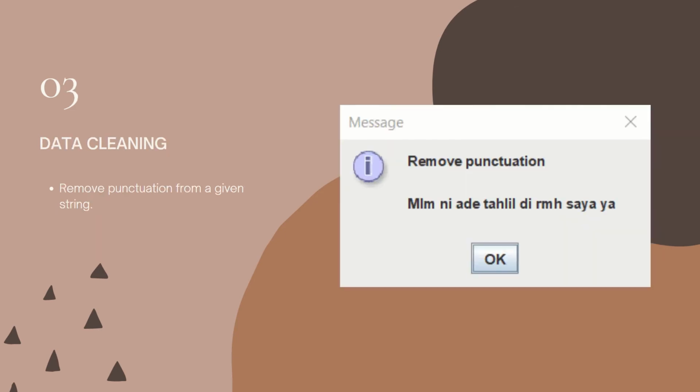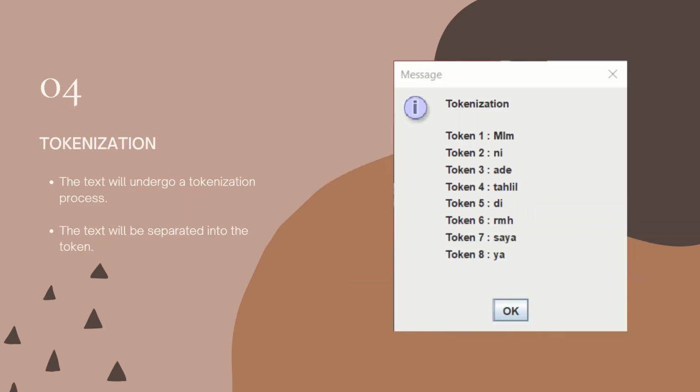Then, data cleaning. The data cleaning process removes punctuation from a given string. So this is an example after data cleaning. All the punctuation such as full stops, commas, and others have been removed in this phase.